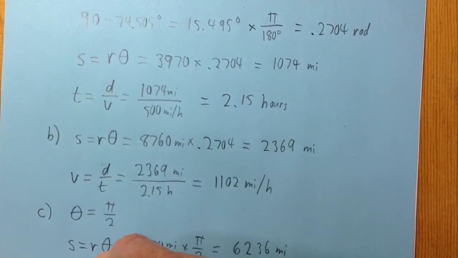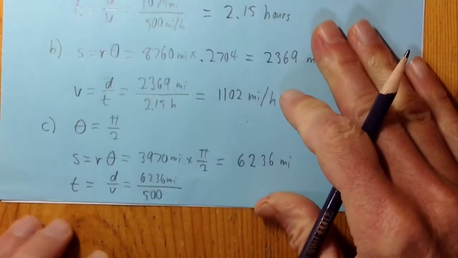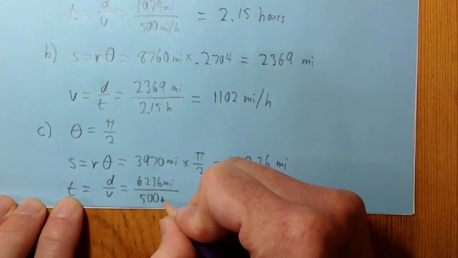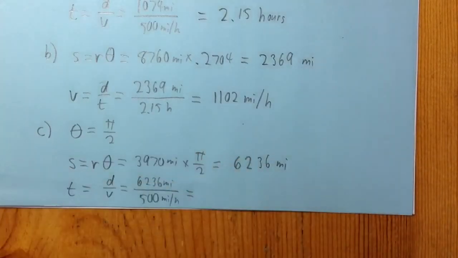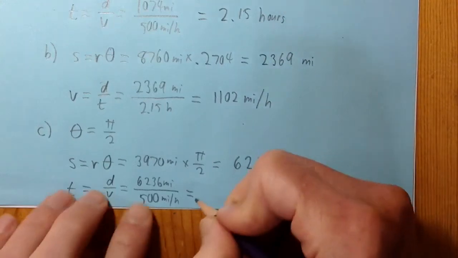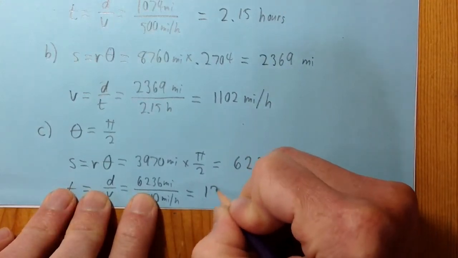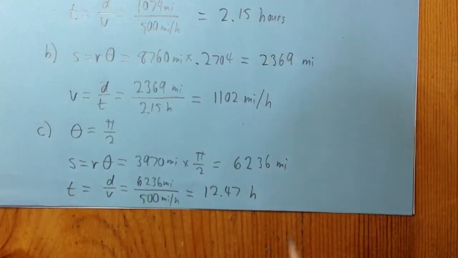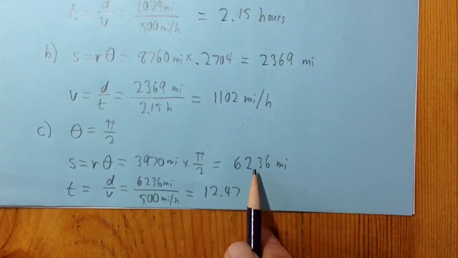So the time is distance divided by velocity, which is 6236 miles. We know it's going 500. So you can see this here. 6236 miles, time is distance divided by velocity, divided by 500 miles per hour. So divide that by 500. Takes about 12.47 hours. Okay, so that's how long it takes the airplane to get to the equator, and it has to go 6,236 miles.